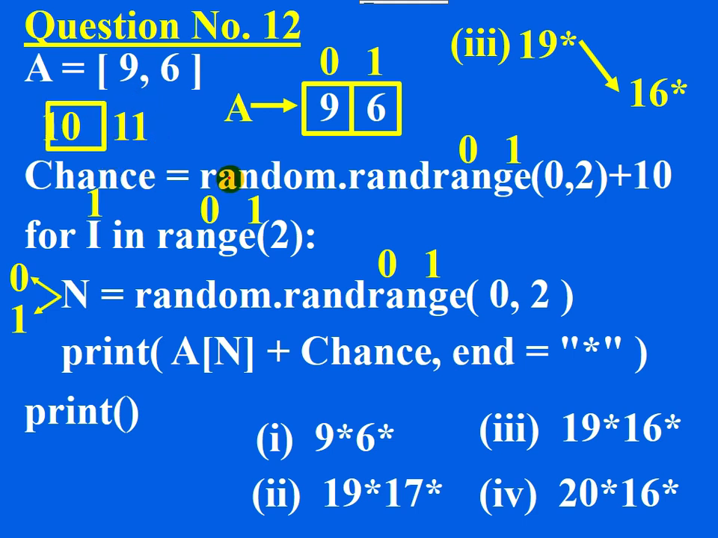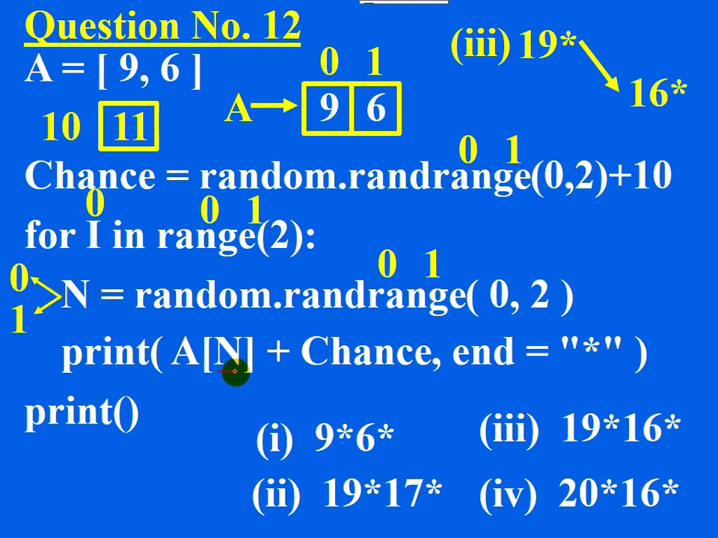Chance is equal to 11. Now for i in range 0, 2: range 0, 2 returns all the integers between 0 and 2 minus 1, 0 to 1. Now i takes the first possible integer in the range. So now i is equal to 0. random.randrange 0, 2 returns a random integer between 0 and 2 minus 1, 0 to 1. So here no change. The various possible values of n are 0 and 1.